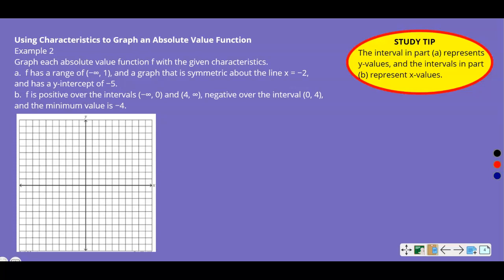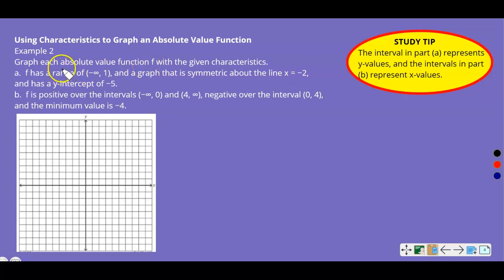This is part 2 of absolute value functions. We're up to example 2. Example 2 says using characteristics to graph an absolute value function. All right, if you watched the first video, you know in example 1 they gave us an equation or a function, and we took that equation, made a table, and graphed it. This time they're only given as characteristics, and they want us to graph an absolute value function.